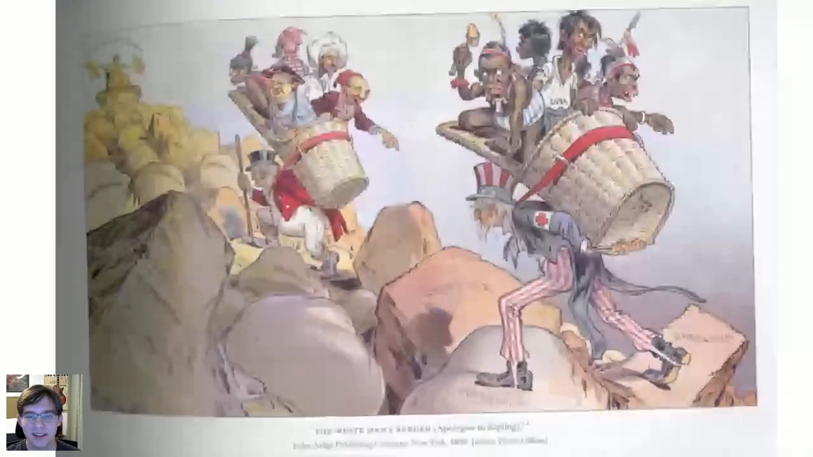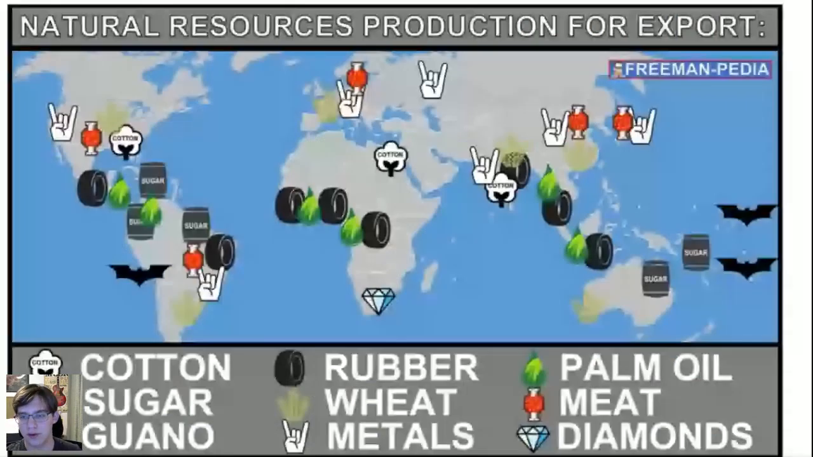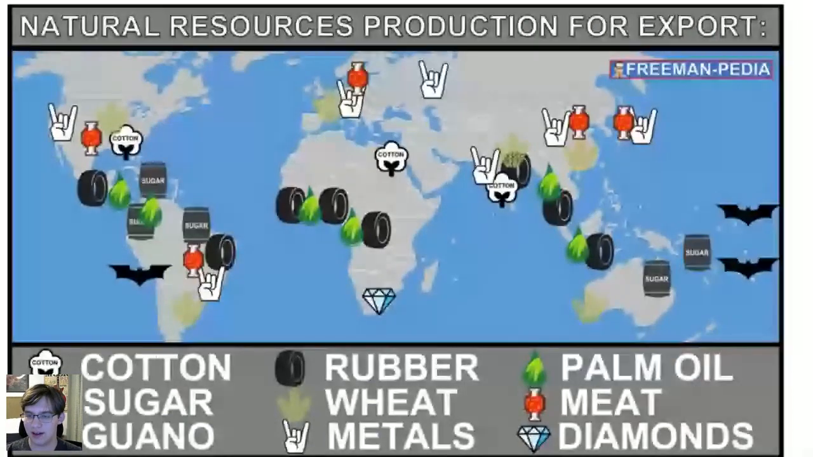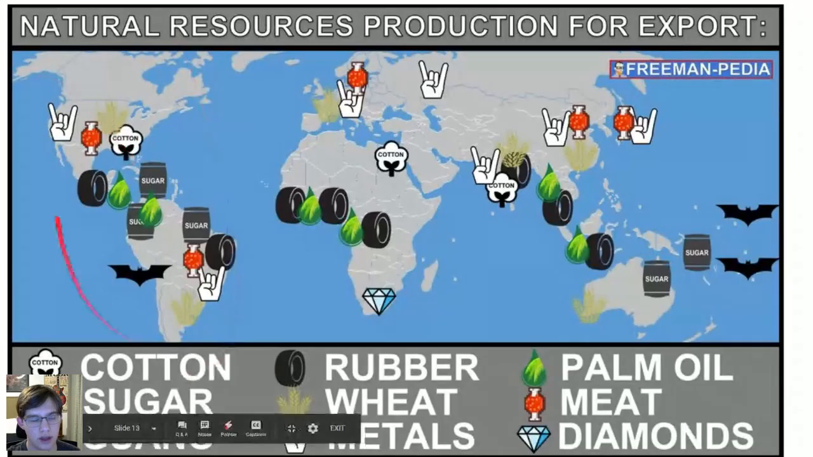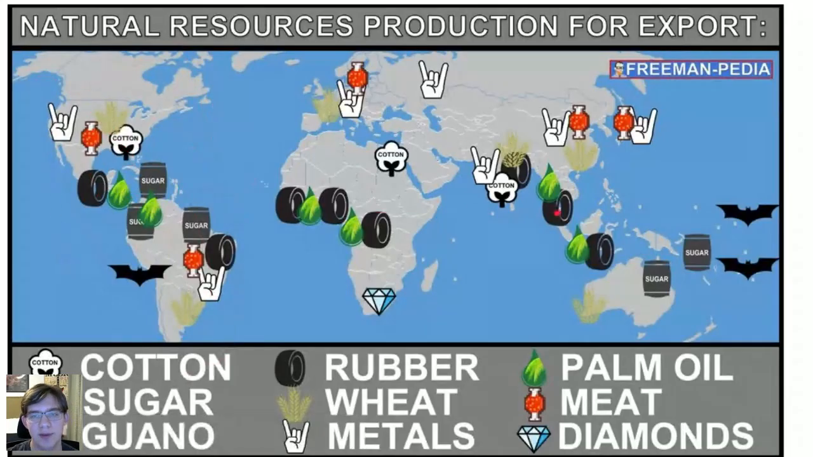Right. So here's a map of natural resources during this time period. We can really see that American history is really not that great. It's kind of dark at times, especially in the 1800s. But here we have essentially a map of natural resources for export. You can see, obviously, Latin America and the Americas in general are really rich in sugar, meat, palm oil. But then we can also see India and Africa really have some good resources.